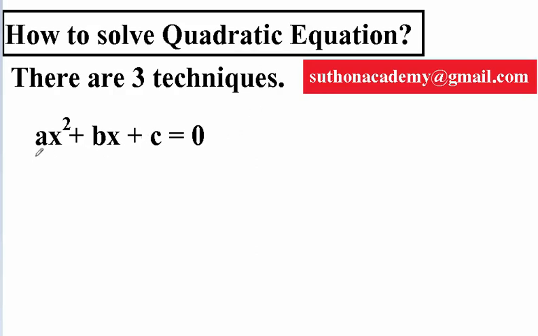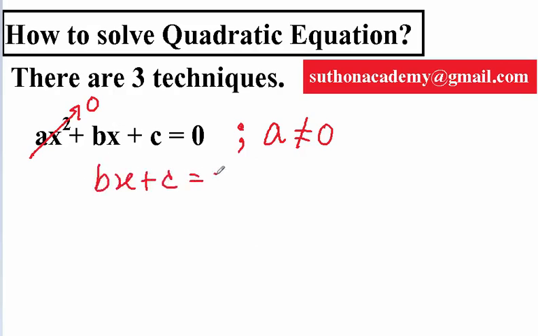First of all, we have to know what a quadratic equation is. It must be in the form ax squared plus bx plus c equal to 0. But we have to remember the condition that a must not be equal to 0. Why? Because if a equals 0, that means bx plus c must equal 0. That means this is a linear equation, right? It's not a quadratic equation. So you have to remember that a must not equal 0.